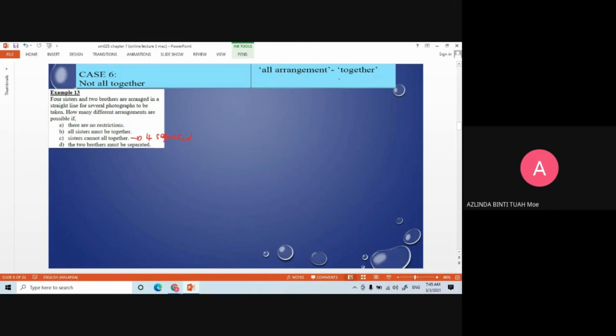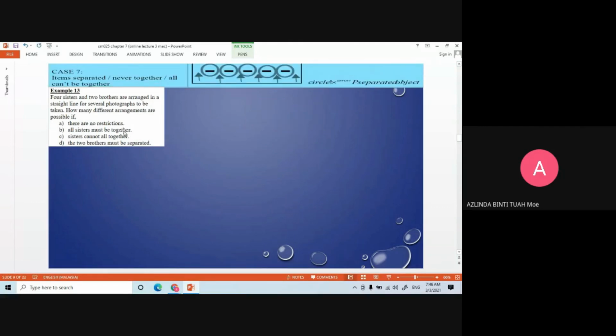So formula dia dekat sini all minus together. Jadi all arrangement adalah jawapan daripada soalan A. Part A minus case yang together adalah jawapan daripada part B. So part A tadi kita dapat jawapan 720 minus 144. 720 minus 144. Okay, what is the answer here, Nuria? 576, Madam. Berapa Nuria? 576. Okay, thank you.